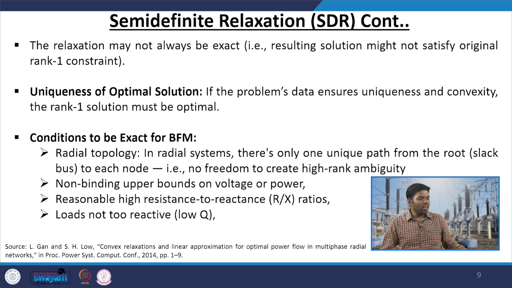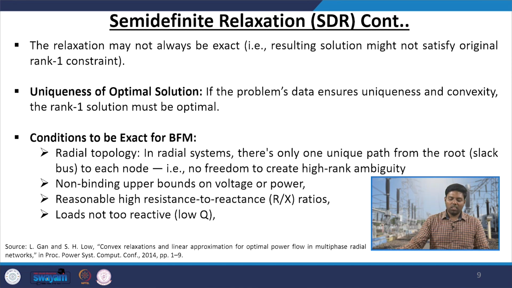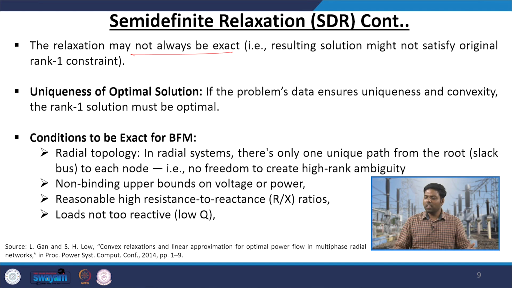So, for doing that you have certain considerations. The relaxation may or may not be exact. In some cases you will get an exact solution, in some cases you will not. That means your rank 1 constraint is sometimes satisfied, sometimes not. When will it be satisfied? It will only be satisfied when you have a unique solution for all the optimal cases. That means you have uniqueness in the optimal solution.